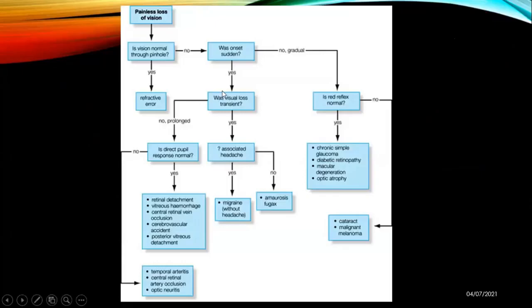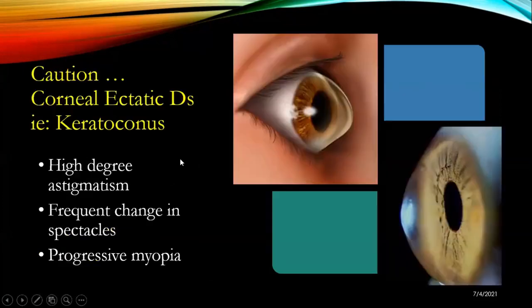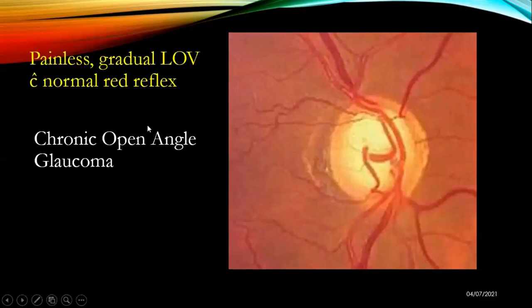There are a whole lot of causes for loss of vision. One thing is refractive error. There's poor vision, maybe an incidental finding, and the vision improves with the pinhole, and there's no gross abnormality of the eye when we do a refraction and give spectacles. There are basically three kinds of refractive errors: myopic errors, hypermetropic errors, and astigmatism. And there are some other conditions like corneal ectatic disorders, like keratoconus, which we see in eye care, which is quite important at OPD setup.